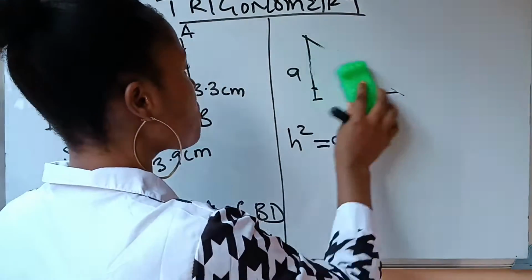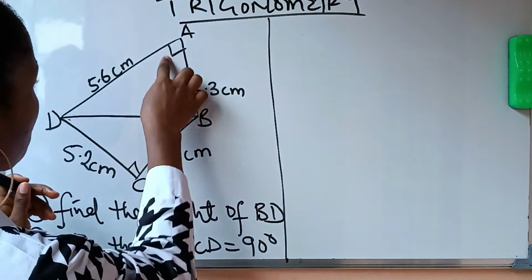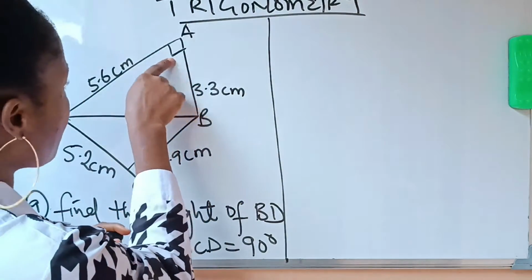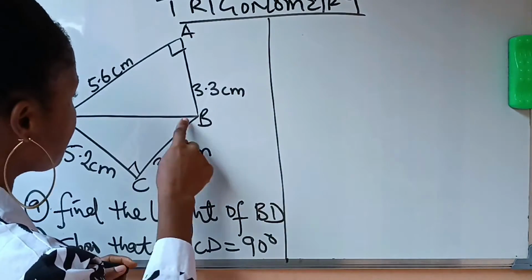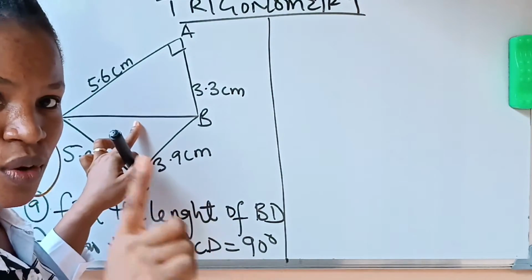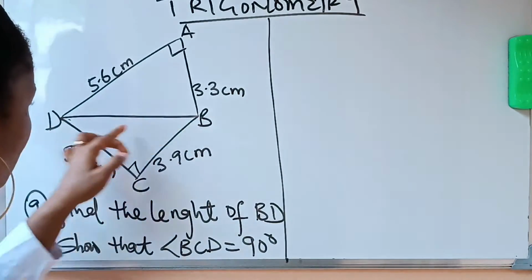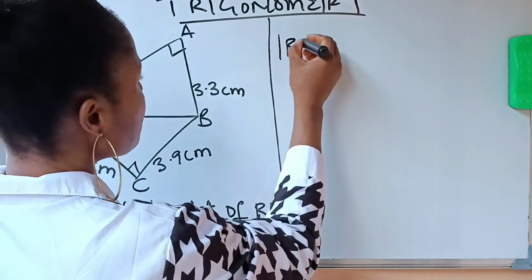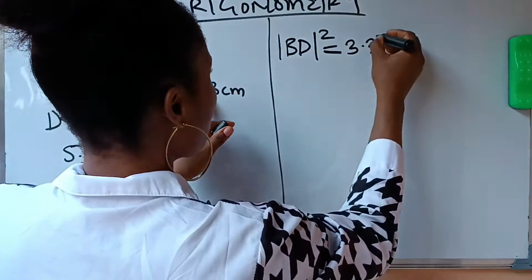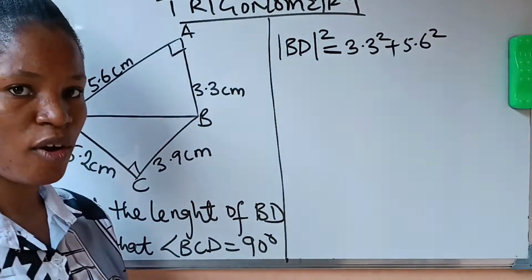Now let's bring this home and relate it to what we have here. When you look at this board, you notice that this is a right angle triangle. Forget that they drew it like this, it's still a right angle. The side that this right angle is facing, this is the BD that we are asked to find, is actually the hypotenuse of the triangle. Using Pythagoras theorem, the hypotenuse squared, BD squared, is going to be equal to 3.3 squared plus 5.6 squared. I hope you are following me.